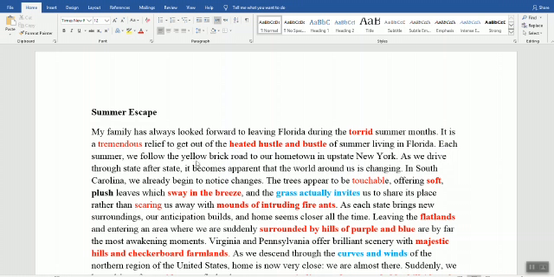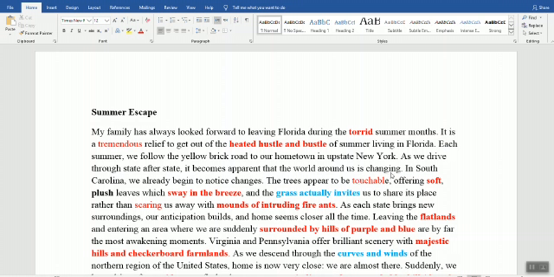Each summer, we follow the yellow brick road to our hometown in upstate New York. As we drive through state after state, it becomes apparent that the world around us is changing. In South Carolina, we already begin to notice changes. The trees appear to be touchable. Now you see, you can touch those trees. It's a sort of giving you a description.